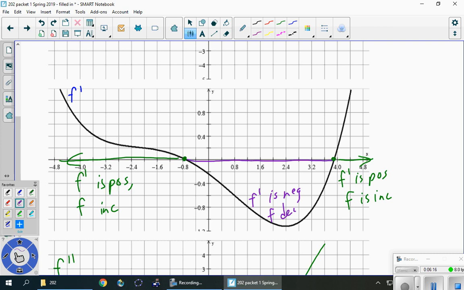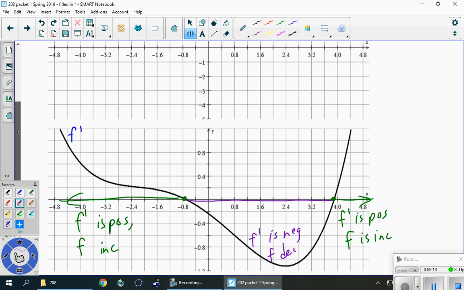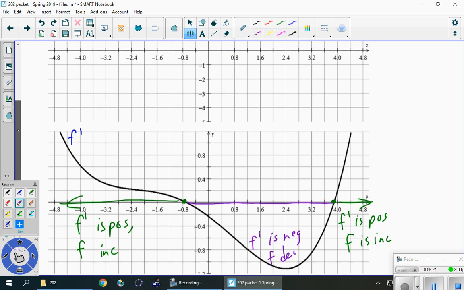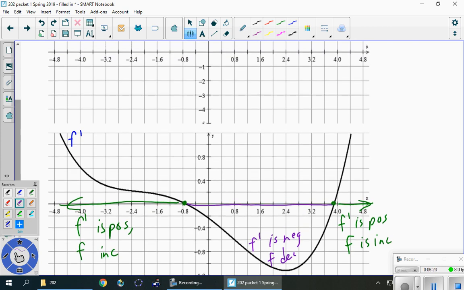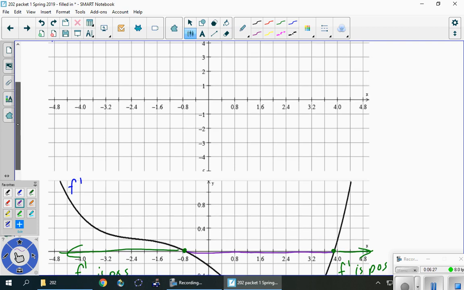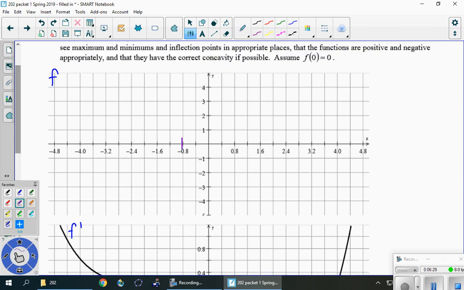So that's a lot of information already. Let's go ahead and start plotting stuff. So we got negative 0.8 and we got 3.9. Negative 0.8 is here and maybe 3.9 here. And we said that F was going to be increasing and then decreasing and then increasing. So increasing until we get to there, and then decreasing until we get to there, and then increasing the rest of the time. Something like that.